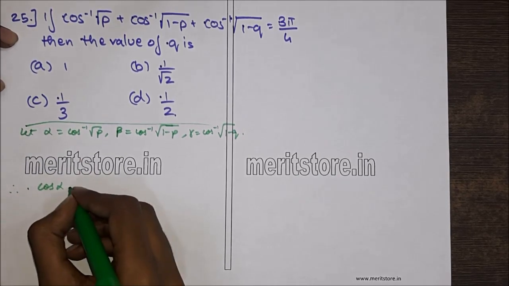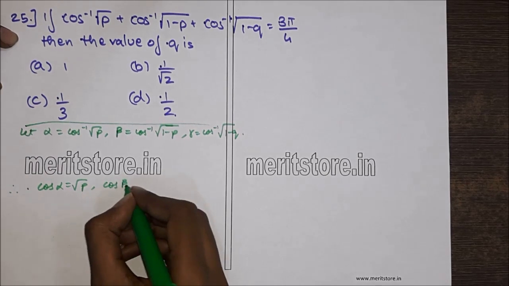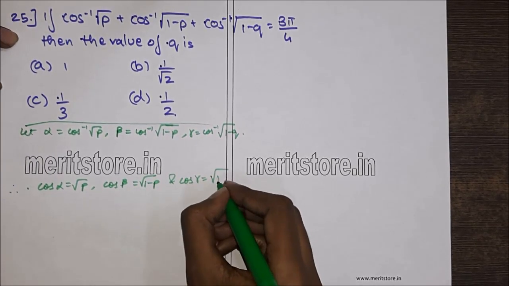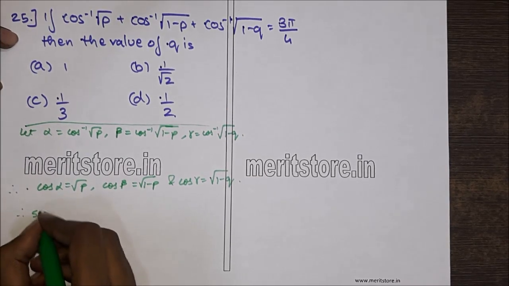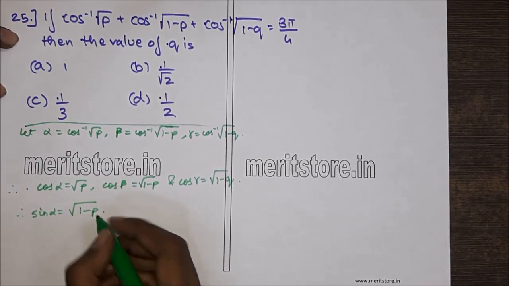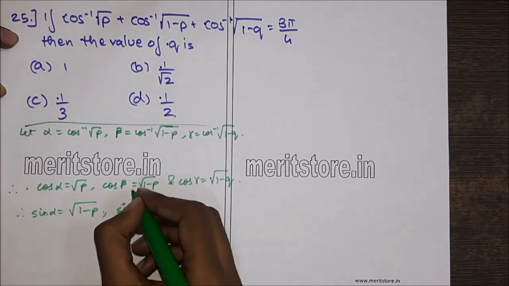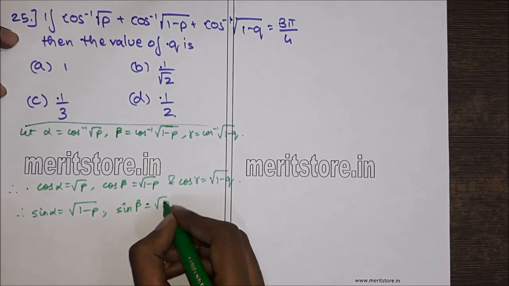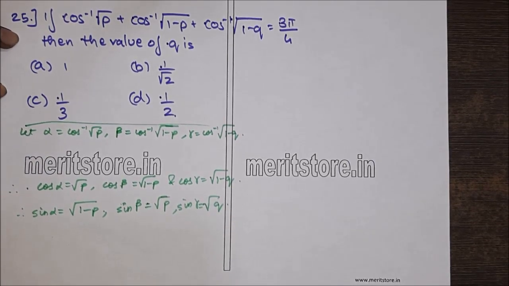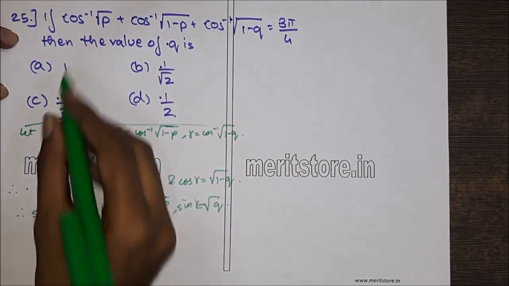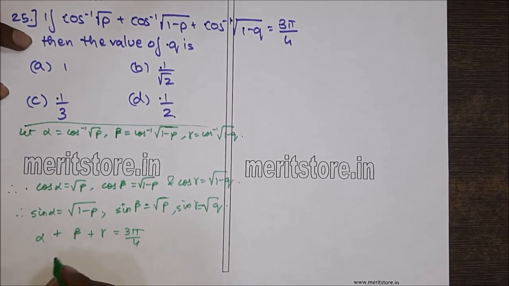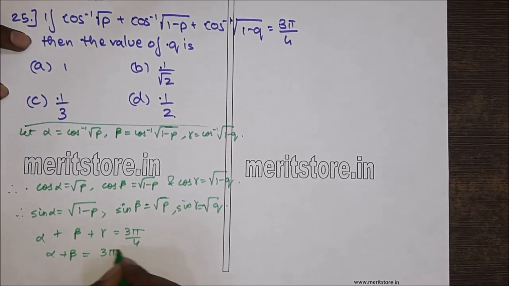So cos alpha is root P, cos beta is root of 1 minus P, and cos gamma is root of 1 minus Q. Therefore sin alpha is root of 1 minus cos square alpha, that is root of 1 minus P. Similarly sin beta is root of 1 minus cos square beta, that is root P, and sin gamma is root Q. So this equation can be written as alpha plus beta plus gamma is 3 pi by 4, that is alpha plus beta is equal to 3 pi by 4 minus gamma.